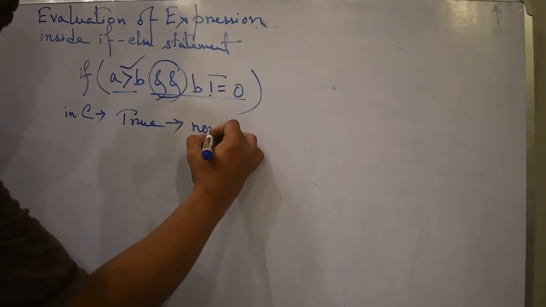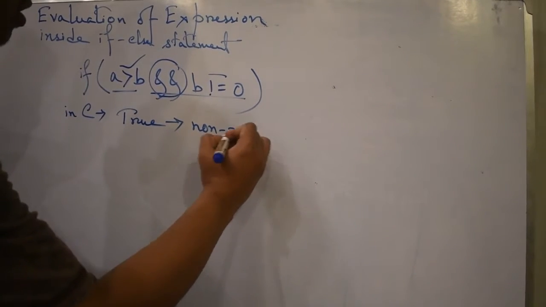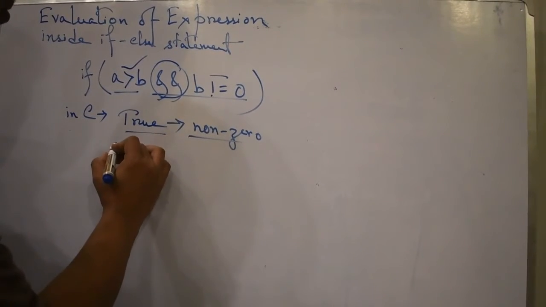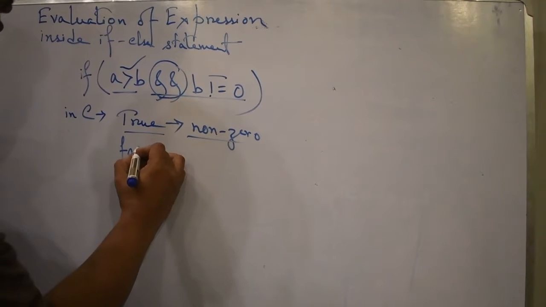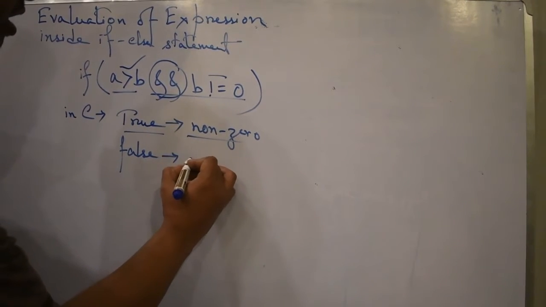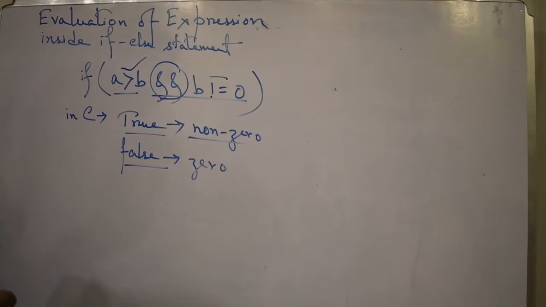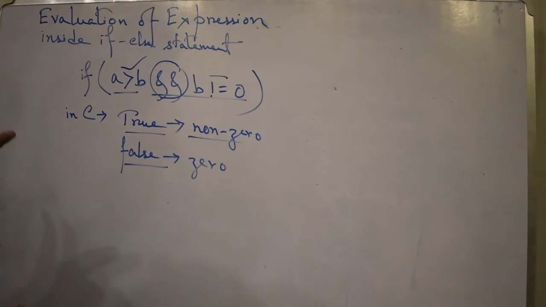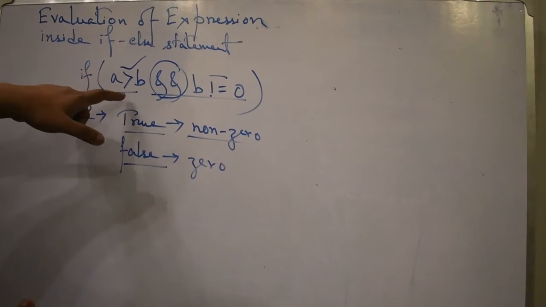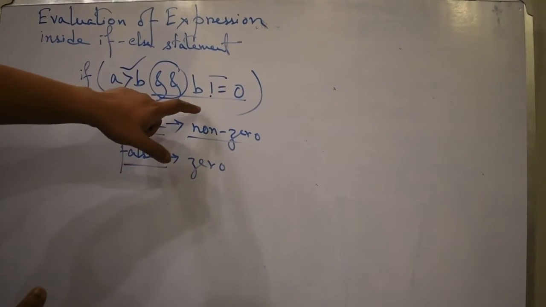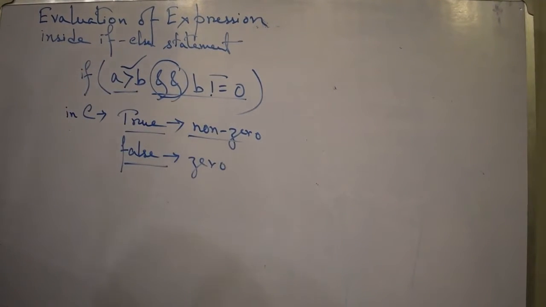In C, true means non-zero. Any non-zero value is considered true and 0 is considered false. Take it as a thumb rule. Now we will see how this expression will evaluate as a non-zero or zero value.